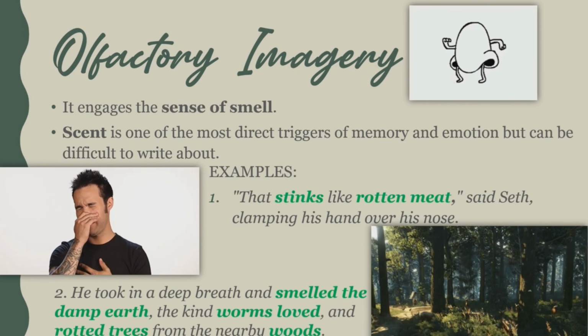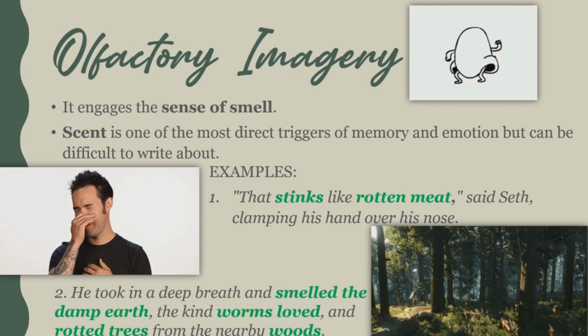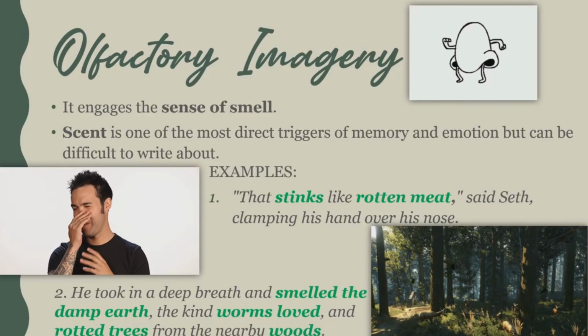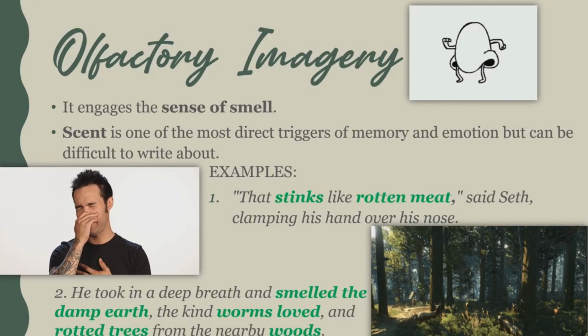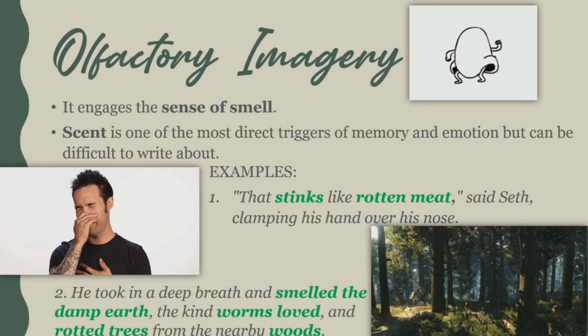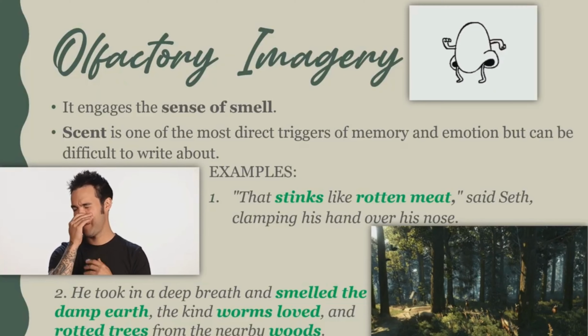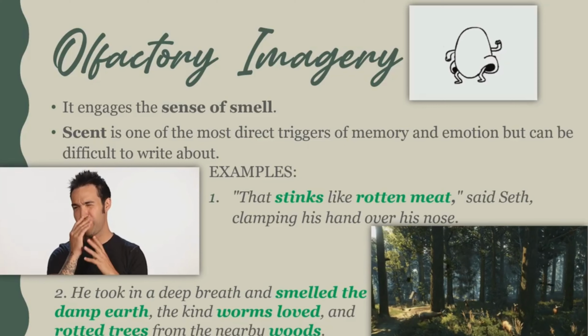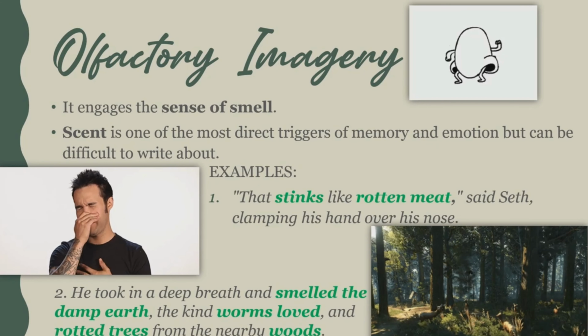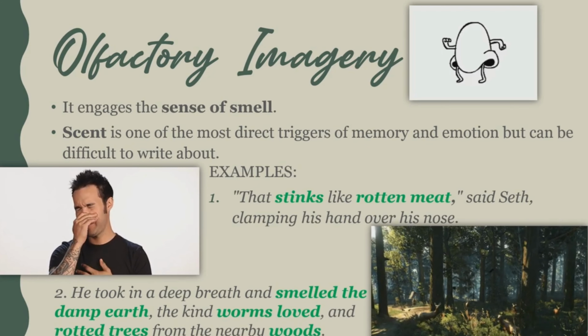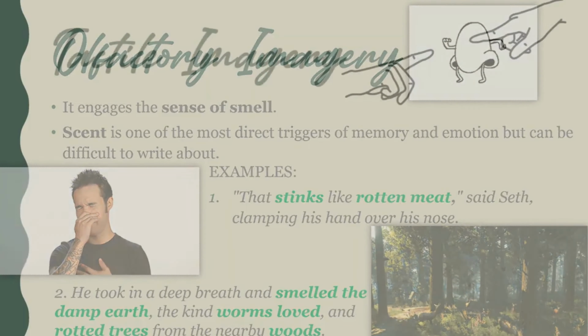"He took in a deep breath and smelled the damp earth, the kind that worms love, and rotten trees from the nearby woods." The second example describes a smell in a more natural manner. How do you explain the smell of the earth? In this sentence, the writer tried to appeal to the reader's sense of smell by mentioning things in the environment such as woods, trees, and worms. That lets the reader imagine how the scenario smells based on their own experience.